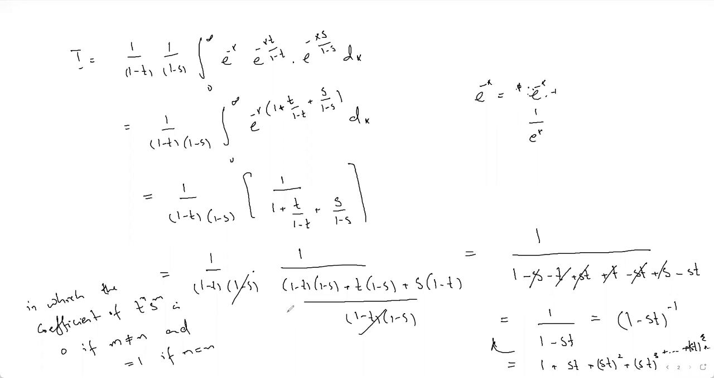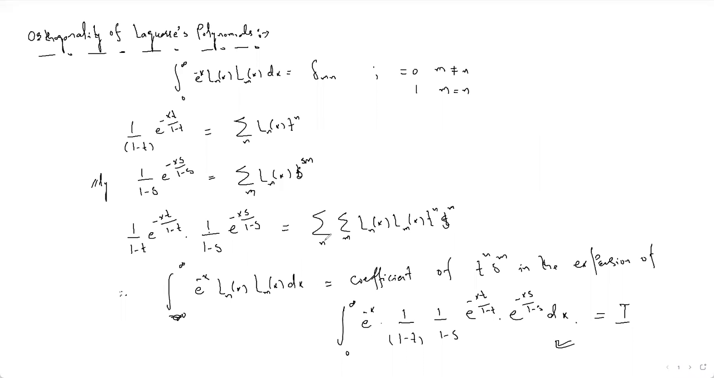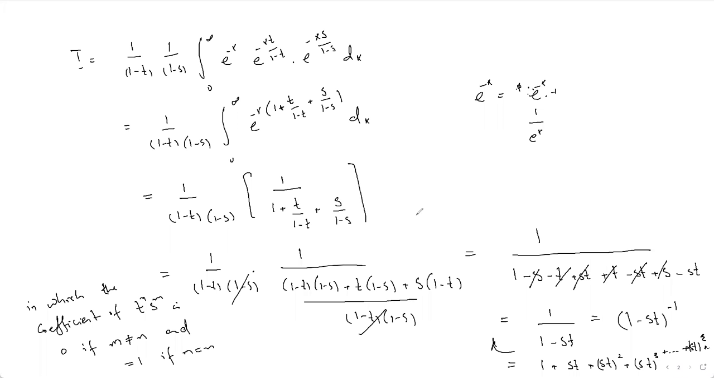So we prove this condition, that the value of this particular integral, that is the coefficient of t raised to power n, s raised to power m in this very expansion, will be 0 for the case m not equal to n, and it will be 1 for m equal to n. So we proved this condition. So you will say that therefore, I write it here.